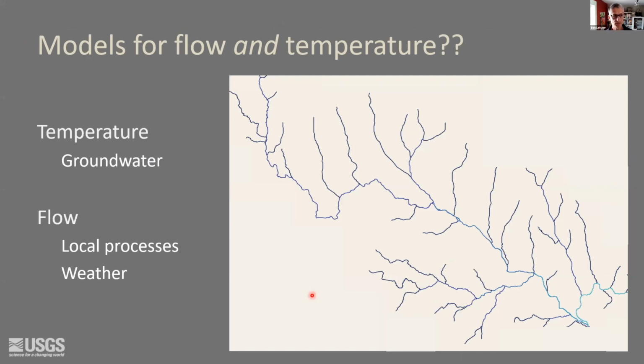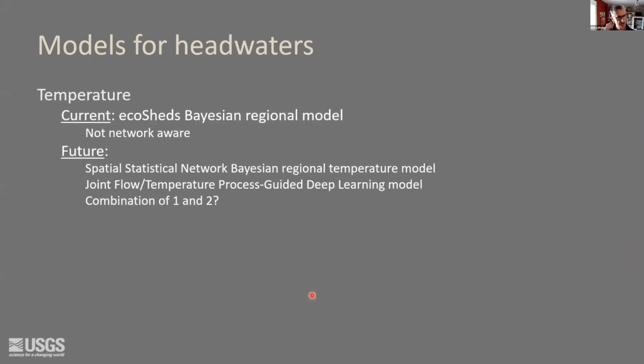So yeah, the idea is, can we come up with models for flow and temperature together? There are some existing models out there. We have our EcoSheds Bayesian regional model, which is fine at a regional scale, but when we drill down to very small streams, it's not that great, frankly because of this heterogeneity, and also this model is not network aware. So in the future, with temperature in particular, we're evaluating the kinds of models used in the Northwest called SSN, or spatial statistical network models. They have a new Bayesian version, which gives us a little more flexibility. So that's one thing we're evaluating.